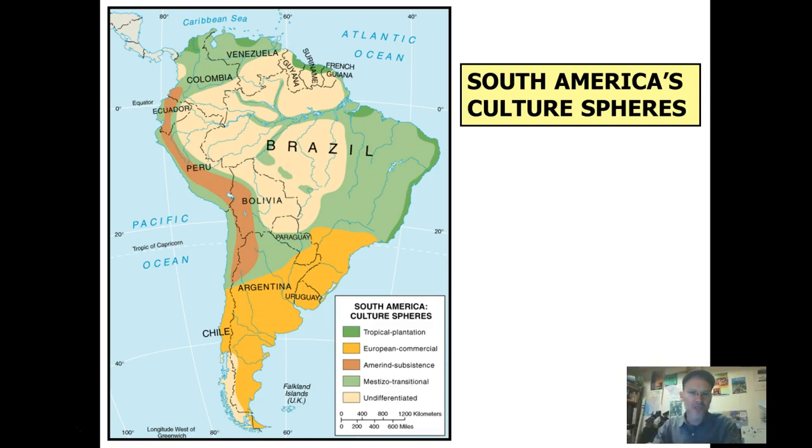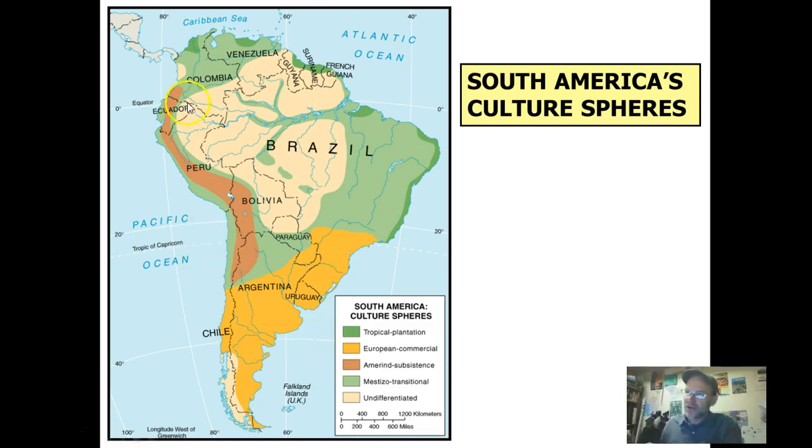In this section we look at different types of agriculture. This map illustrates distinct areas of agricultural practices. The tropical plantation is found along the Caribbean coast in the north and also extending along the coast of Brazil, an extension of what we saw in the Caribbean, and it also contributed significantly to the slave trade. So we still to this day see a significant African-derived influence culturally in these regions.